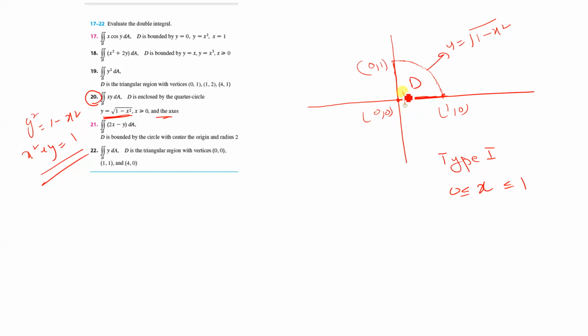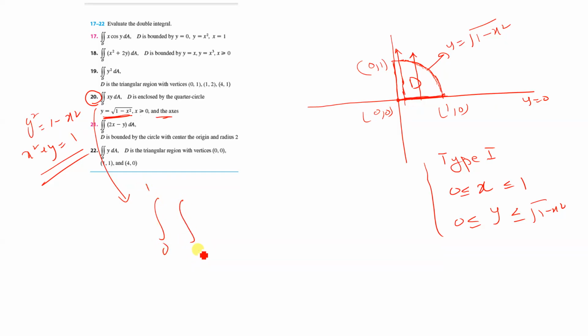Whereas bounds for y can be determined by drawing these vertical lines. So you can see that y is bounded below by this line, and along this line y is equal to 0. So y is more than or equal to 0, and y is bounded above by this curve. So along this curve, y is equal to square root of 1 minus x square. So this iterated integral can be written as 0 to 1, 0 to square root of 1 minus x square, and the function to be integrated is xy, and our dA would be dy dx. So solve it yourself.